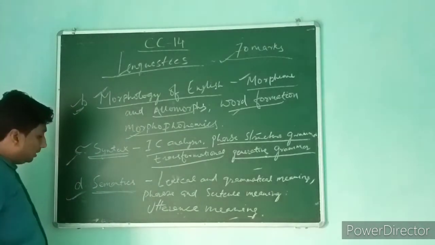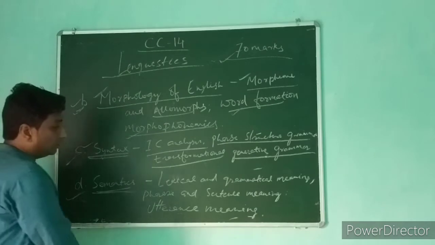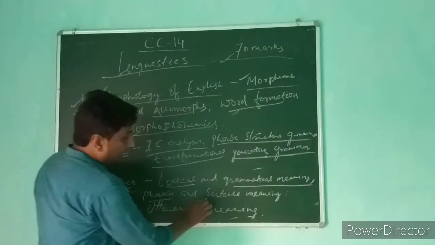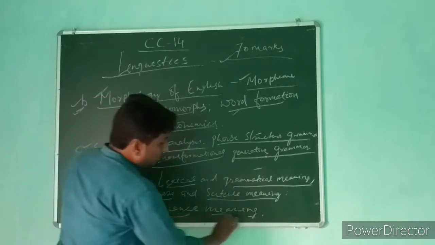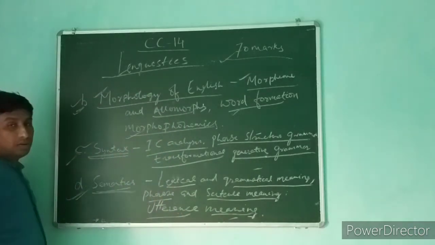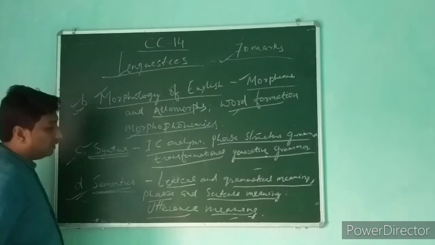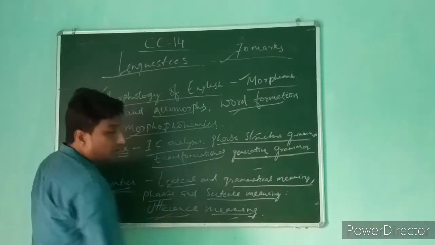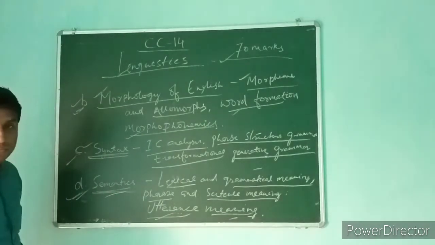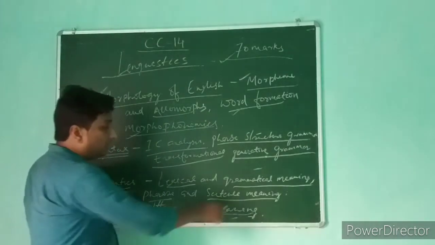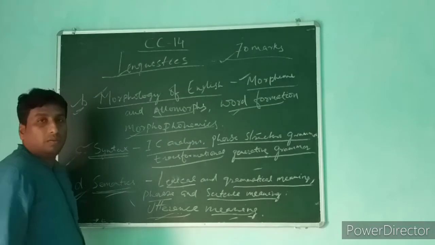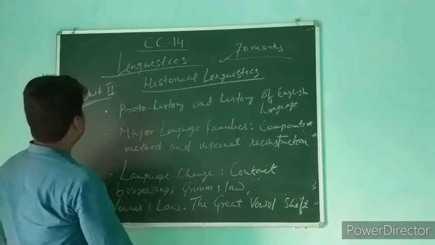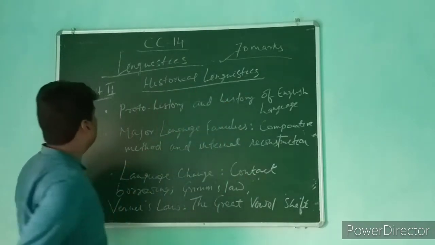And the subtopic D, which is semantics, includes lexical and grammatical meaning, phrase and sentence meaning, and utterance meaning. So this particular subtopic, which is semantics, will include lexical and grammatical meaning, phrase and sentence meaning, and utterance meaning. This particular branch of linguistics is primarily concerned with the meaning of different words, whether written or spoken. Now our second unit is historical linguistics, right?